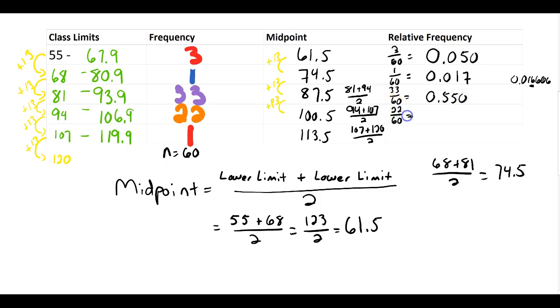22 divided by 60 is 0.367, and that's because we end up with 0.36666, and so that's going to round up to 0.367. 33 divided by 60 was exactly 0.55. And then we have another 1 divided by 60, and so that's the same as our second group up here, 0.017.